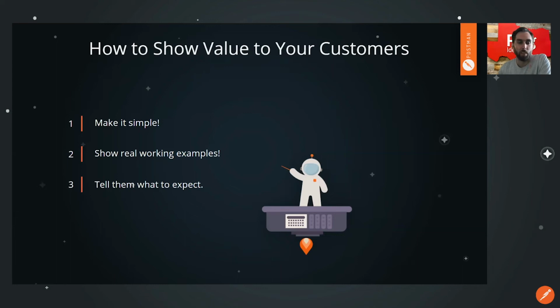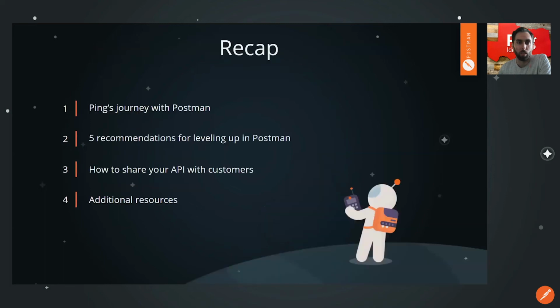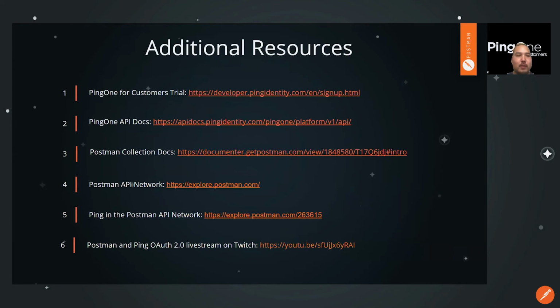Anyways, I think we're going to hand it over to Anthony to recap everything. Okay. Yeah. So we went over the Ping journey, the infection that spread from Gideon's internal use, eventually sharing it out more broadly to his team and further out to the engineering team, and then making it to our prospects and customers out on the web. Gideon showed you 5 recommendations for leveling up in Postman, really good tips to start getting more efficient with your Postman use. And then we covered how to share your API with customers with that Run in Postman button or the API network. And then we've got some additional resources on the next slide if you want to poke around and look at some stuff that we showed you here.